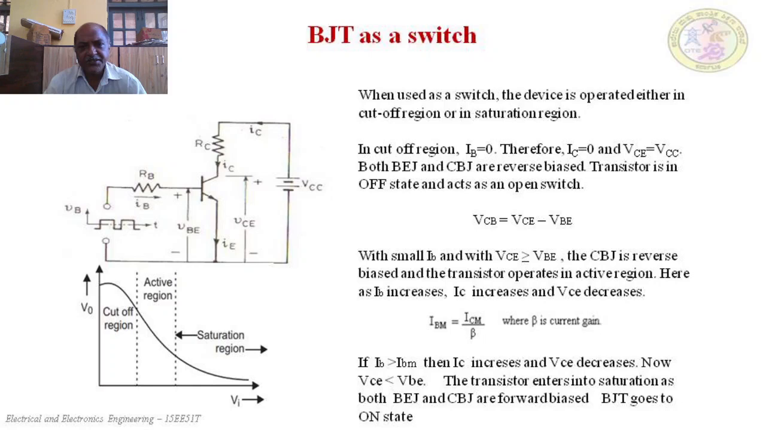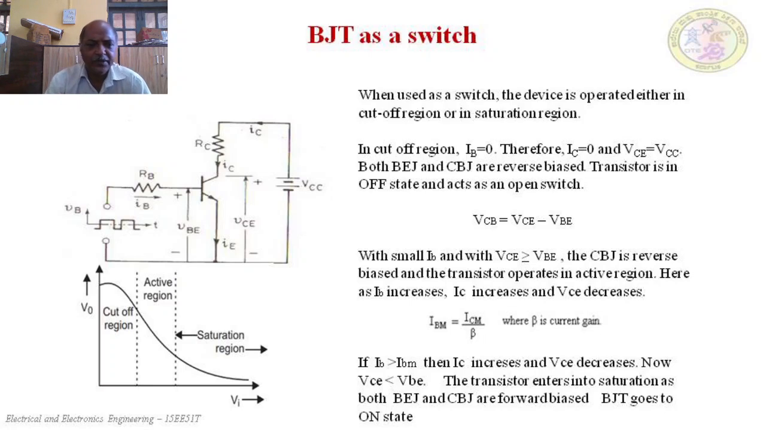If the base current is continuously increased above a certain maximum base current, then there is a continuous decrease of the collector emitter voltage. When the collector emitter voltage decreases below the base emitter voltage, the collector base junction also gets forward biased, and a heavy current will flow through the transistor, and the transistor is said to be operating in the saturation region, or operating in an on state.